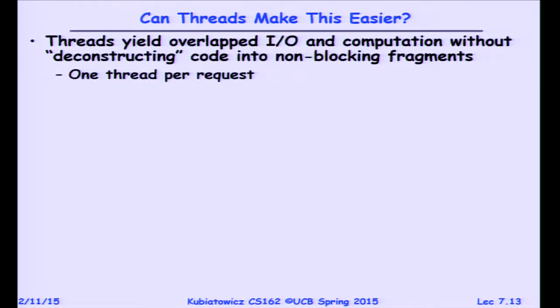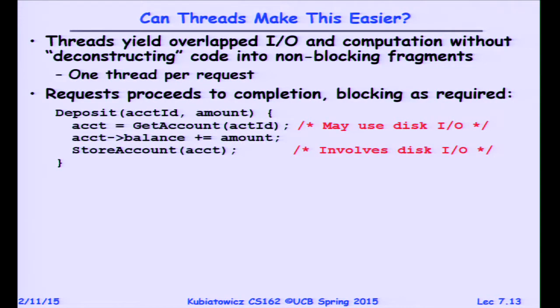But can threads make this easier? I think the answer is clearly going to be yes. Threads give us the ability to overlap I/O and computation without doing this complicated deconstruction. You just give one thread per request, and the request proceeds to completion, and blocking is fine. So if every ATM request had a thread, there's a separate thread for you in this deposit operation, and it gets the account, which may use disk I/O and go to sleep, and then it wakes up, you do the sum, and then you store back. This will be reasonably well optimized because if you have a lot of threads, most of them will be waiting for the disk, but some of them will be computing and you get full overlap, and it's just easy to think about. One thread per request. Now if we're worried about overhead, we go to a thread pool or something, but for now let's put thread pools to the back of your mind.